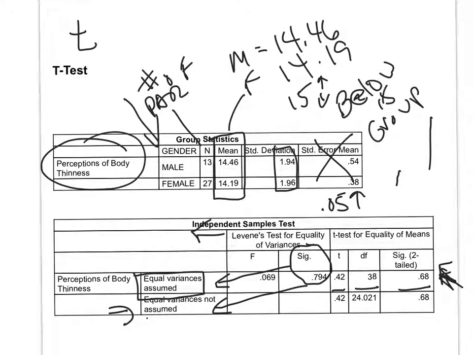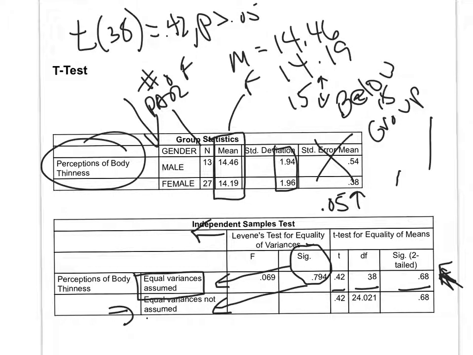T, parentheses, the DF goes in here. It's 38. Okay, equals 0.42, comma, P is greater than 0.05.